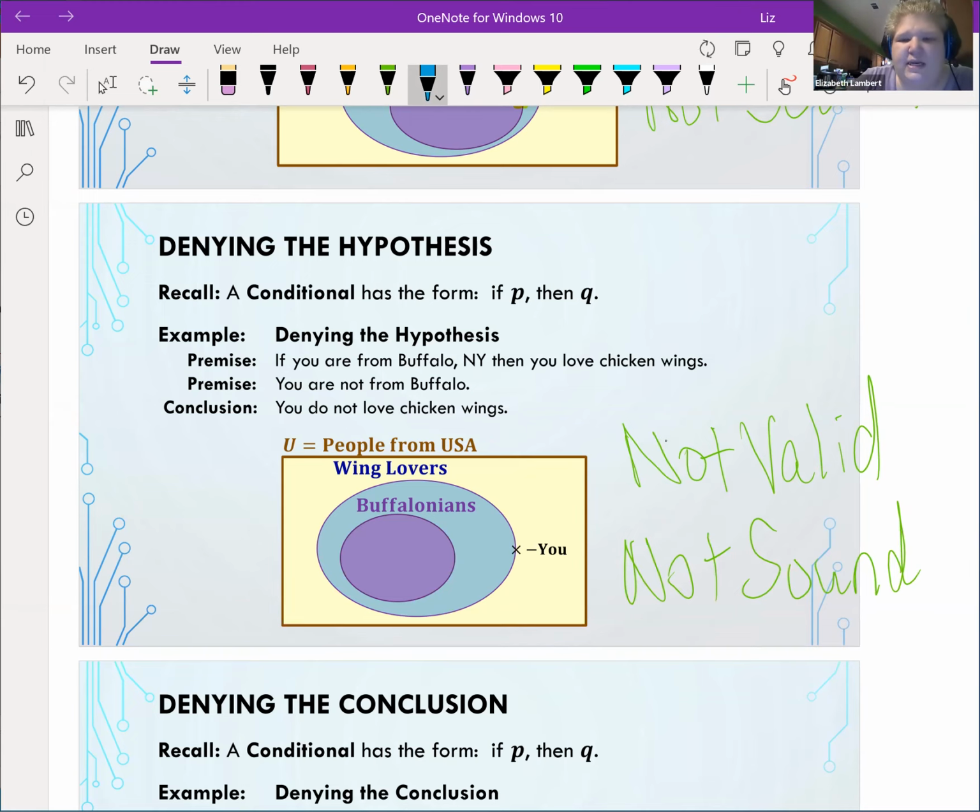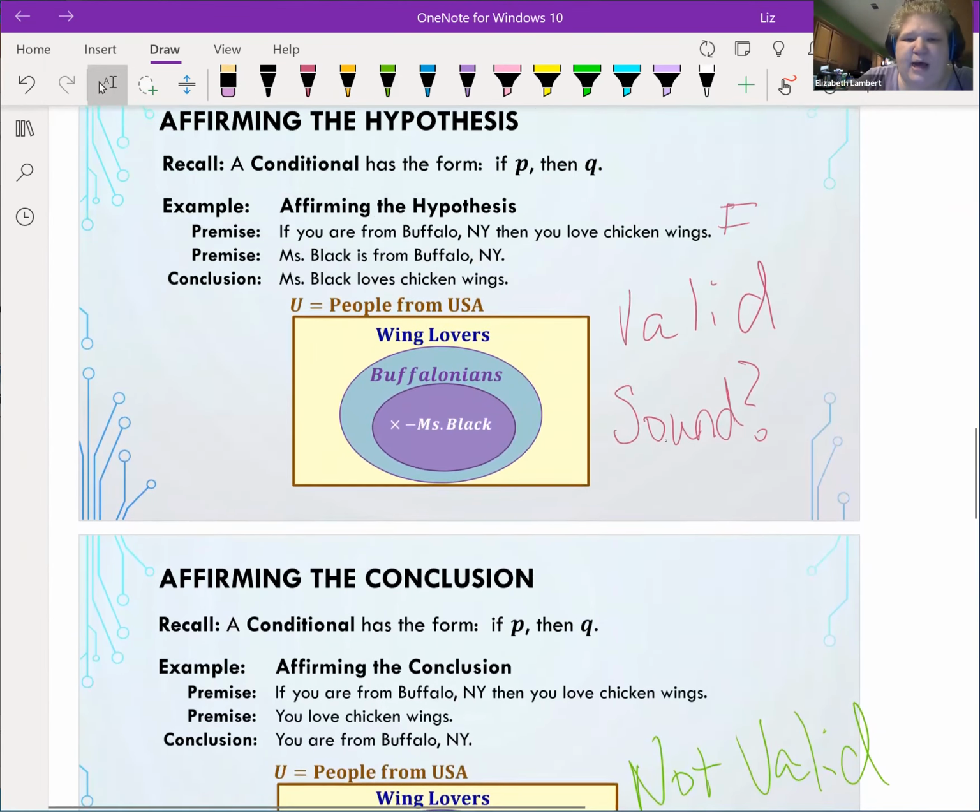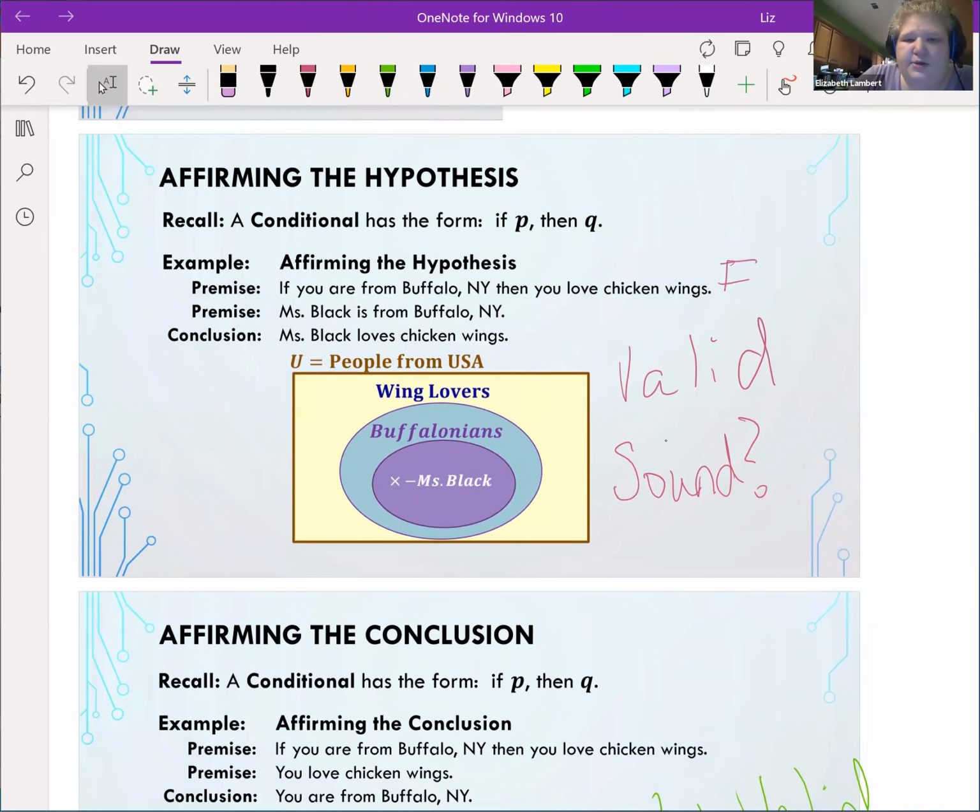Let me go back and fill in the symbolic things. Structurally, if I call you are from Buffalo P, and you love chicken wings Q, then that first premise is if P then Q. Then the second one is just P. So if I have if P then Q and I'm told P is true, the only line on the truth table that follows is when Q is also true. That's what goes on behind the scenes here.